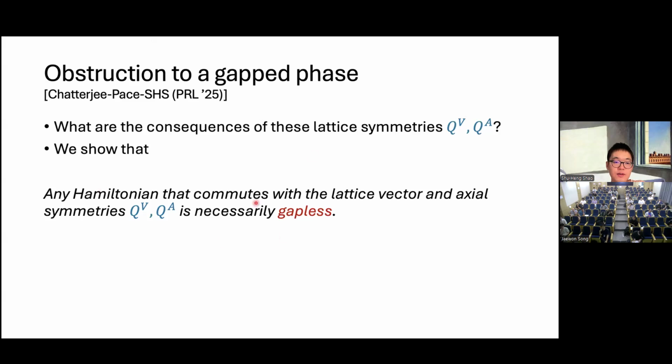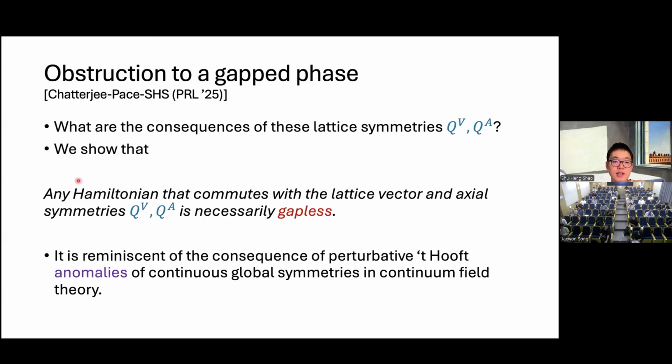Now this consequence is very reminiscent of the consequence of a perturbative 't Hooft anomaly of a continuous global symmetry in the continuum field theory. So in this sense, we have some kind of anomaly on the lattice. And in condensed matter physics, this kind of anomaly is usually referred to as the Lieb-Schultz-Mattis type anomaly, or LSM anomaly.